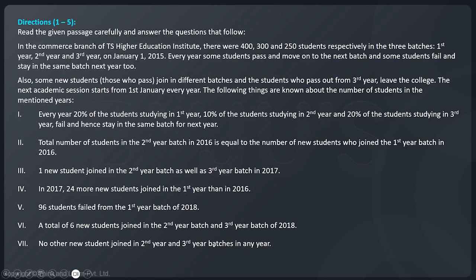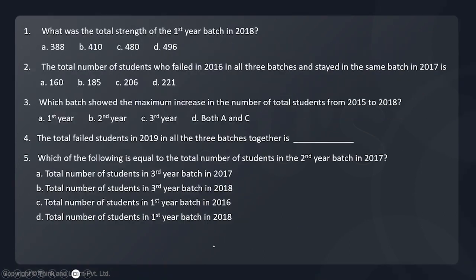Okay. Let's look at the questions to get an idea as to what kind of table we are supposed to be drawing. The first one is what was the total strength of the first year batch in 2018? So that's the future. 2015 we know that. 2016, 17, 18. So we need to go 3 years in the future. Second question is about the total number of students who failed in 2016 in all the three batches and stayed in the same batch in 2017.